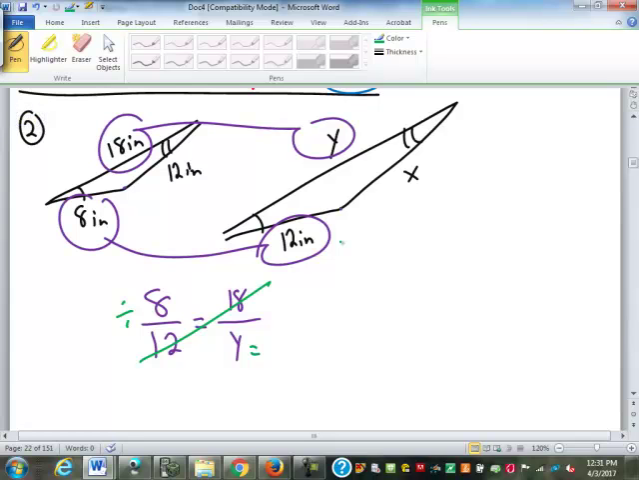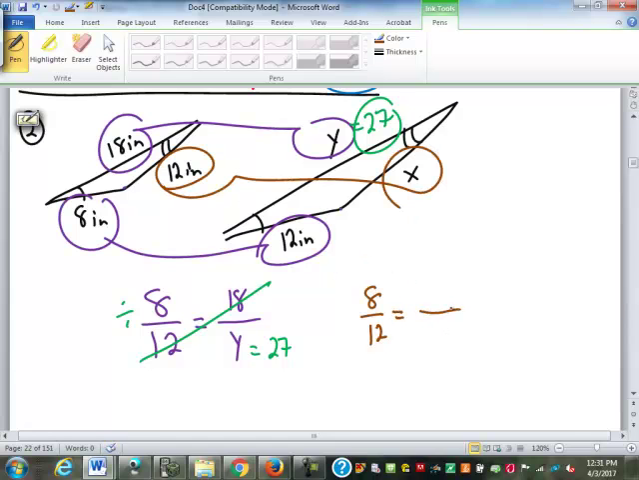This should end up being what? 27. You got it. For x, we're going to do the same thing. We've got 8 to 12. 8 goes to 12. And now it's 12 goes to x. So 12 times 12 divided by 8 is going to give us 18. Does that make sense?